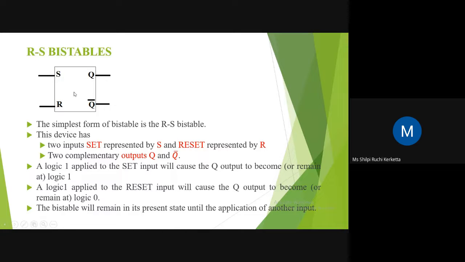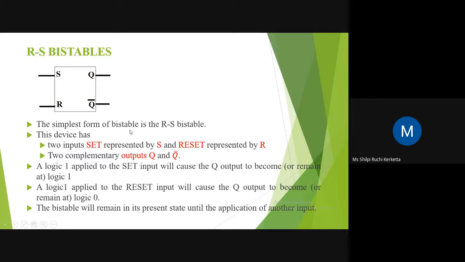Like we are doing the photocopy. The company was named Xerox, but Xerox became so famous that people started calling photocopy as Xerox. Same way here, because we have a set and we have a reset, this state we are calling as RS bistable circuit.